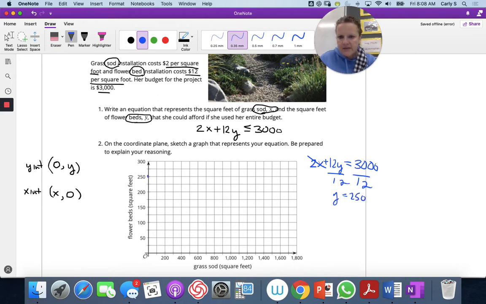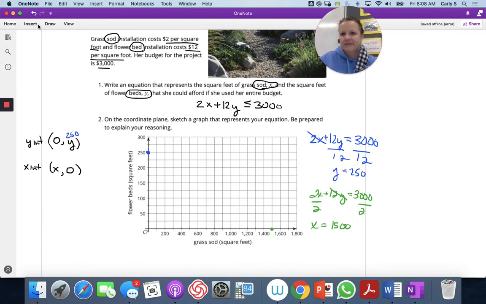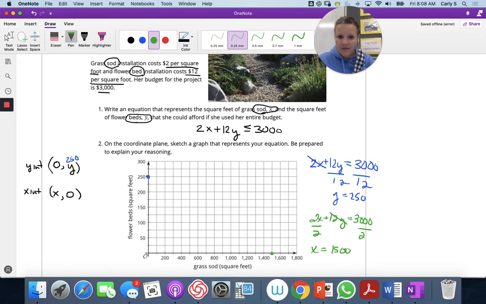I go to the y-axis, I put a dot. So that would be 250. Now the x-intercept, I put 0 in for y. So 0 in for y, divide both sides by 2, x equals 1,500, which is right there. And then I'm not going to be able to draw a line, but I'm going to do my best. Not bad. I would ask you guys to use straight edges. So this is a graph that represents your equation. Be prepared to explain your reasoning.